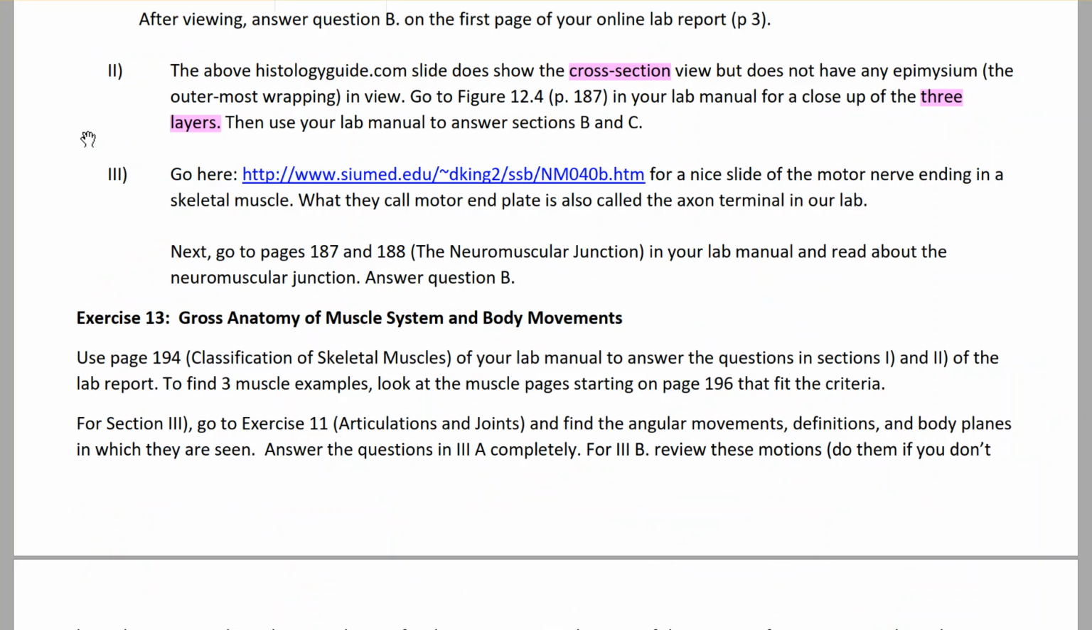And so here we are at your online instructions, and this part number 2, that's where we talk about the cross-section layers. It shows you where in your book you can find those things. And then the next part of our lab, we're going to look at a slide of a motor nerve ending in a skeletal muscle. What they call the motor end plate is also called the axon terminal in our lab. So we're going to look at an axon terminal. And here's a slide that you can click on to look at that. There's also a picture in your book. I'll show you in a minute.